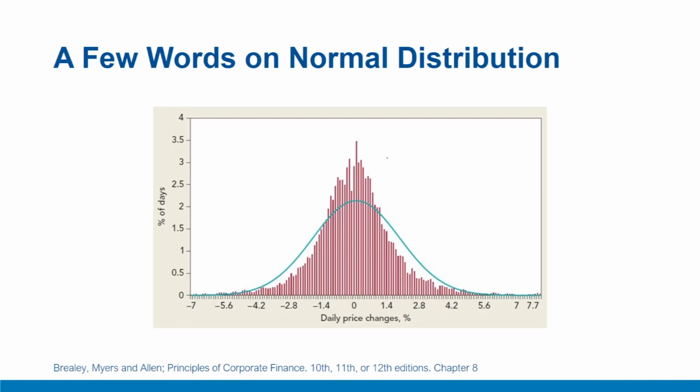Recall the discussion on normal distribution. In a simple normal distribution of returns, we have daily price changes or returns on the horizontal x-axis, and on the y-axis we may have the frequency of days or percentage of days. A fitted normal distribution would look something like this green bell-shaped curve. While the bars are actual returns, the continuous normal distribution can be superimposed on this.